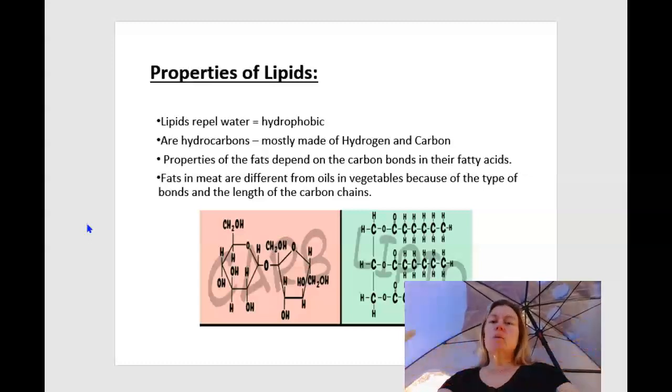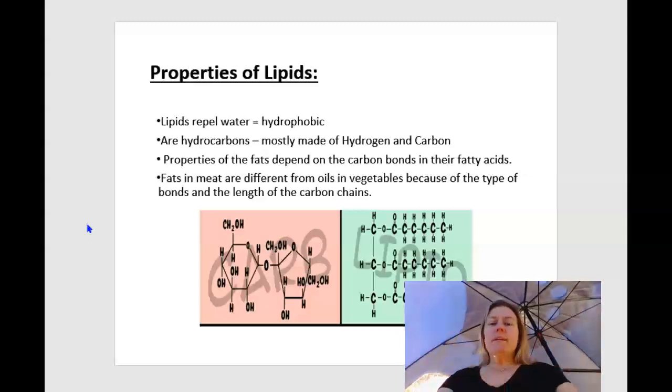So hydro would be water phobia. Hydrophobia means that those things are not attracted to, they don't like to be around water. They are what we call hydrocarbons because they're combined with hydrogen, hydro, and carbons.